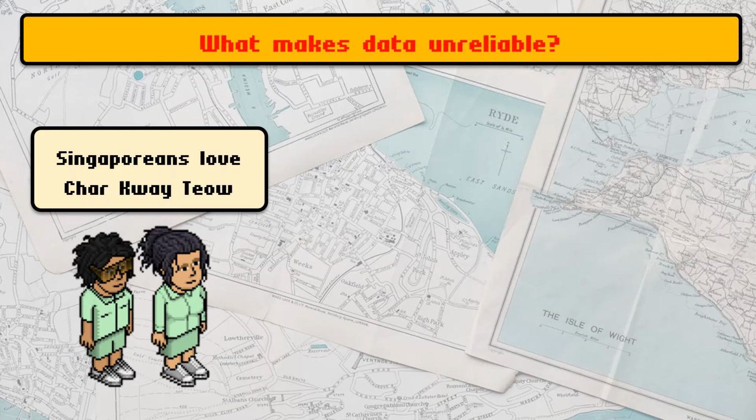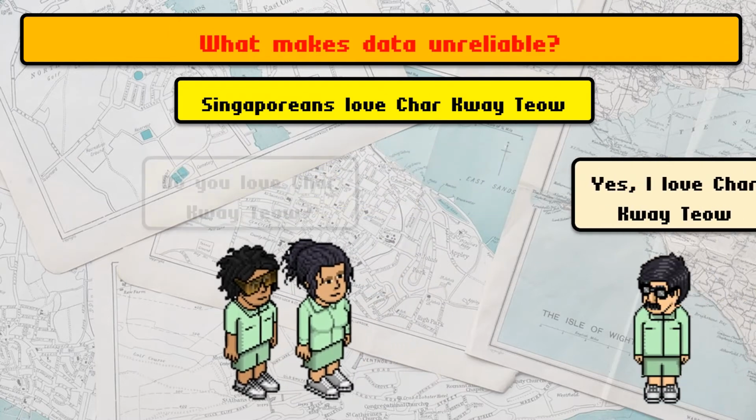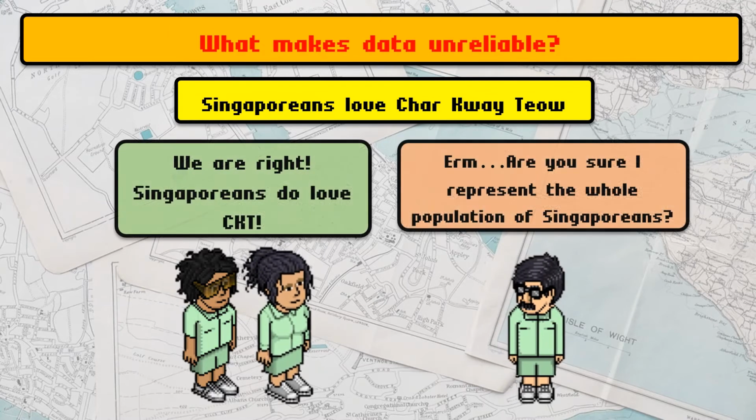Alright, so let's take a look at a sample GI question that these students have. The hypothesis that they had was Singaporeans love char kway teow. And then when they were selecting the people to interview, they decided, let's ask only our Chinese classmates. So along comes their friend, and they ask their friend, do you love char kway teow? And this friend goes on to say, yes, I love char kway teow. And then the two students on your left decided that yes, we are right. Our hypothesis is definitely right. Singaporeans do love char kway teow.